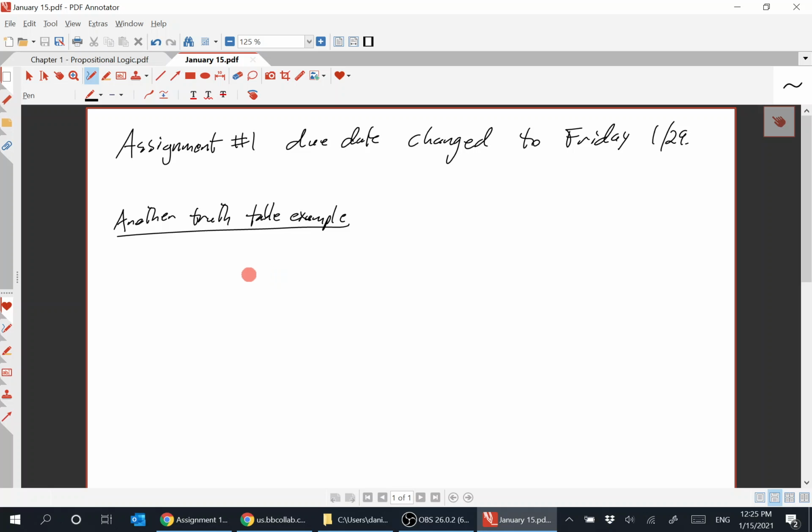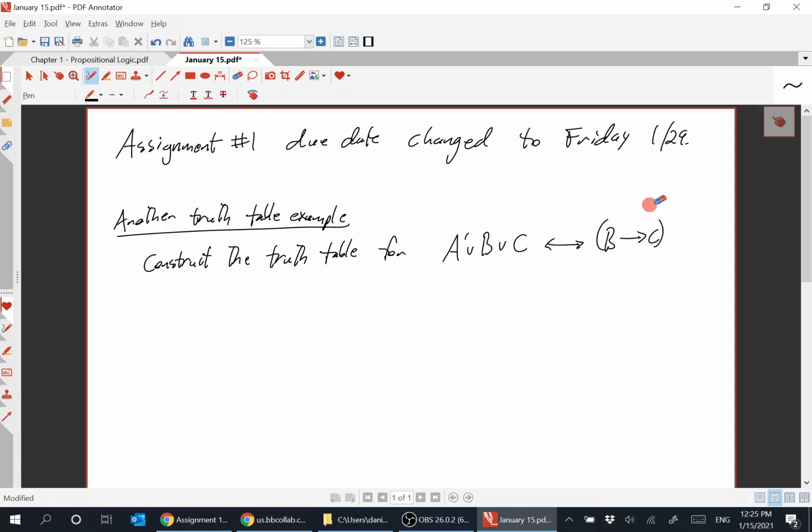And so, another truth table example. Let's construct the truth table for, let's see, what should we do? How about A naught or B or C if and only if B implies C. Actually, I don't need that there.